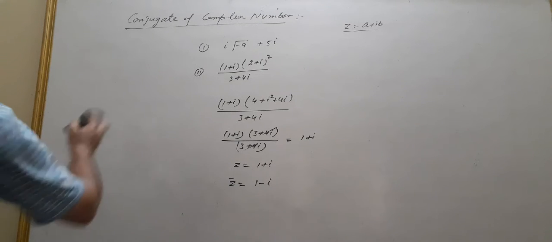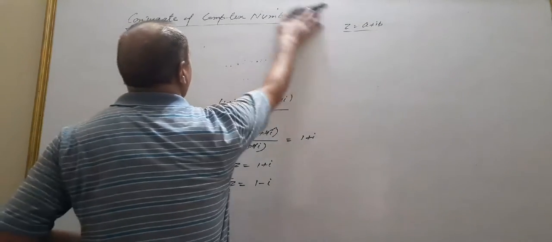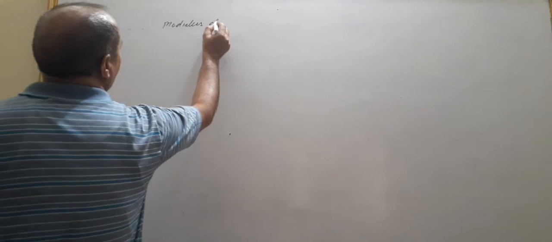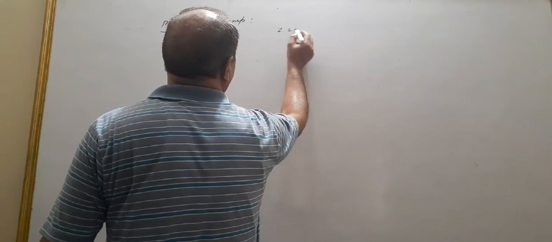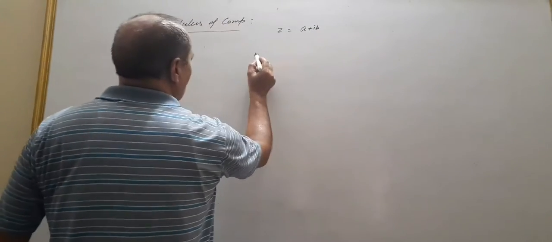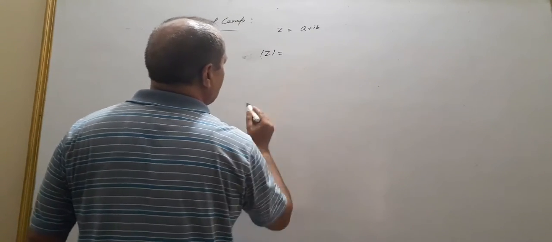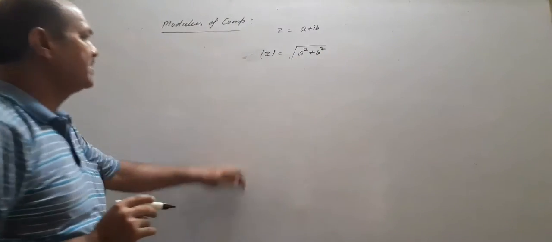Now after that, next I will start with the modulus of complex number. After this conjugate, the modulus of complex number. The modulus of complex number, let z is equal to a plus iota b, and modulus of this is denoted by z mod, absolute value, and is defined as the square root of the square of real part plus the square of imaginary part.